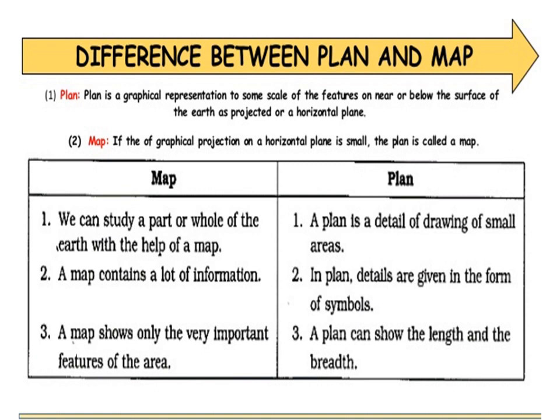We can study a part or whole of the earth with the help of a map, whereas in case of a plan, details of small areas can be shown. A map contains a lot of information, whereas in a plan details are given in the form of symbols. In a map it shows very important features of the area, whereas a plan can show the length and breadth.